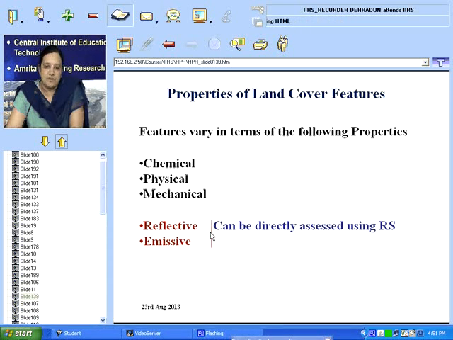Now the properties of the land cover which differentiate objects are the chemical, physical and mechanical properties. What we measure from satellite are the reflective and the emissive properties. With a larger sampling rate, we can assess the chemical composition, to some extent. These are the three properties of an object which vary from one object to another: chemical, physical and mechanical. Directly, what we measure from remote sensing is the reflectivity and the emissivity. But when we have a large sampling rate like hyperspectral, then using the reflective properties at a very narrow sampling rate, we can try to estimate the chemical composition of the objects on the ground.